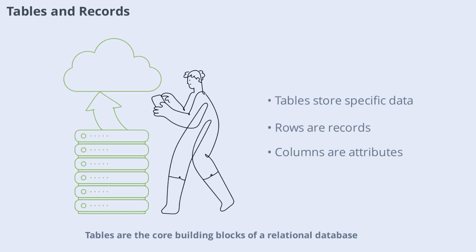Tables are the core building blocks of a relational database. Each table stores data about a specific topic, such as customers or products. Within each table, rows represent individual records and columns represent attributes. This tabular format makes it easy to organize, search, and update data. Properly designed tables help ensure data consistency and reduce redundancy.